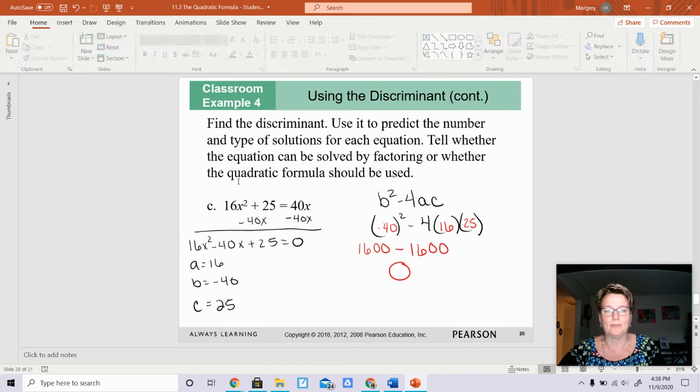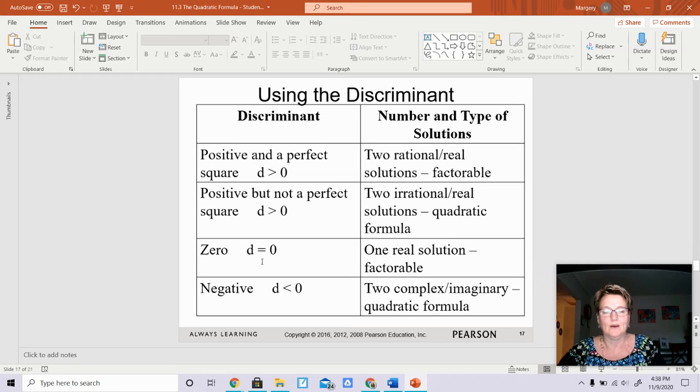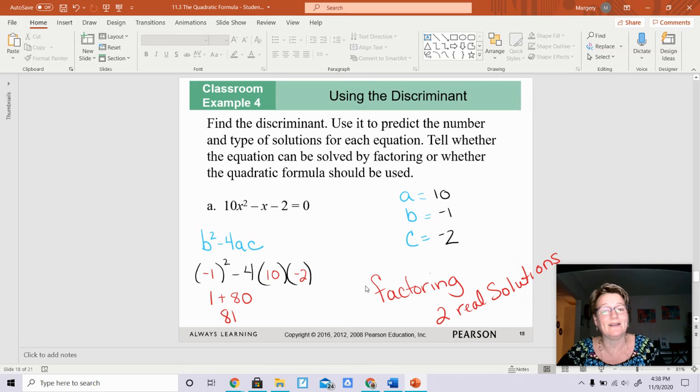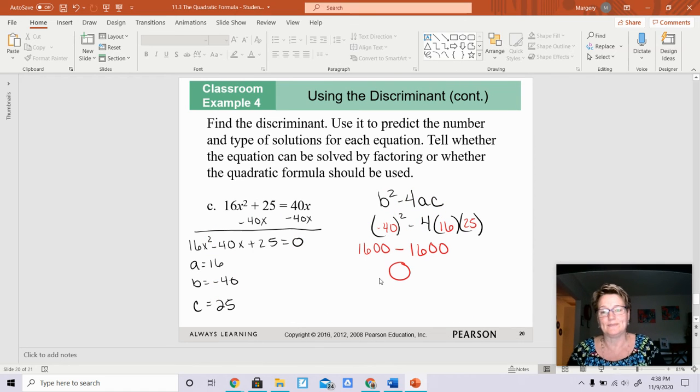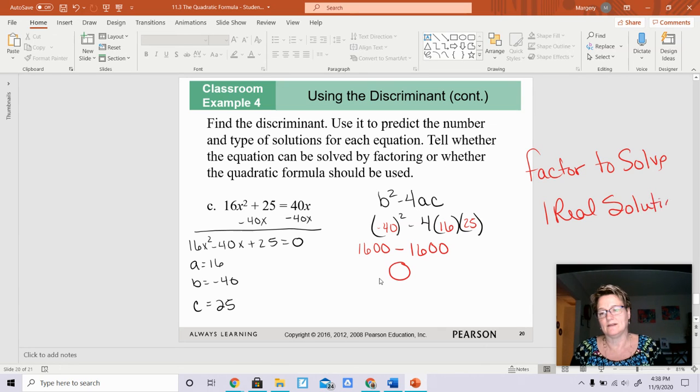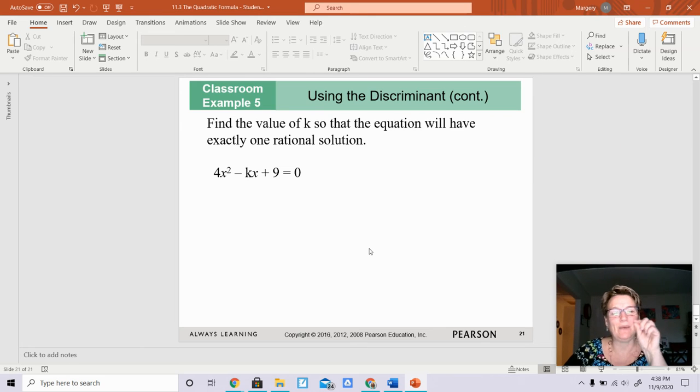So if we were to go back here, when the discriminant is 0, it means I have one real solution, and I can factor it if I want to. Okay, so this I can factor to solve, and I have one real solution. Okay, you can do this, one real number. It means the same thing. Alrighty.